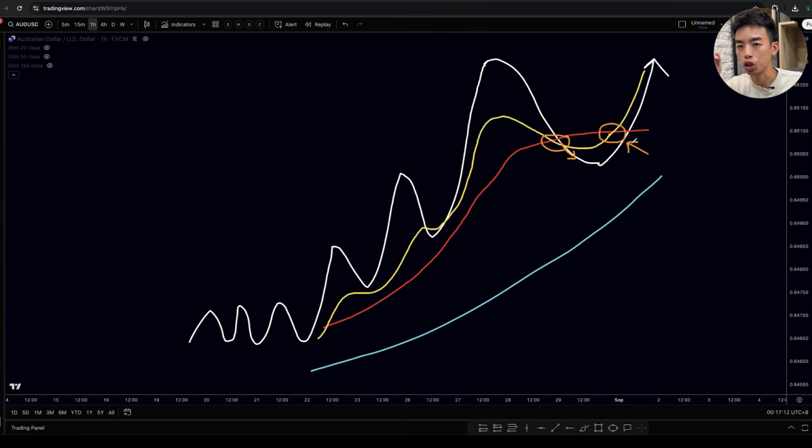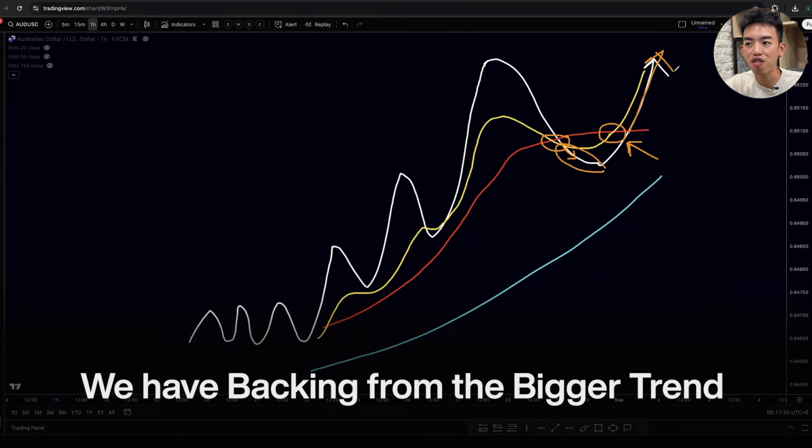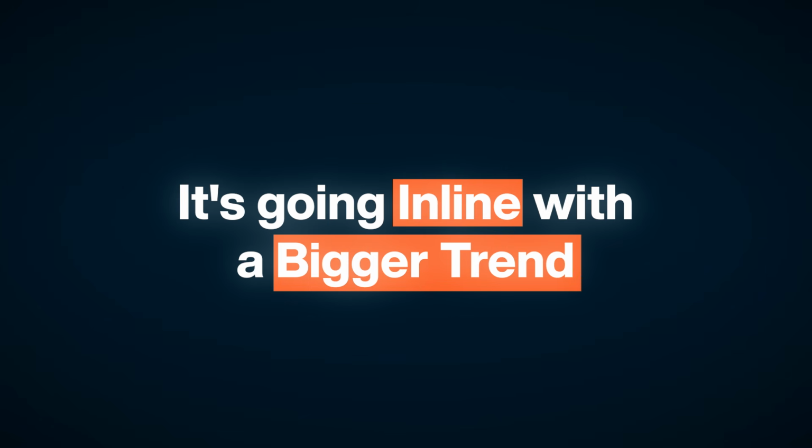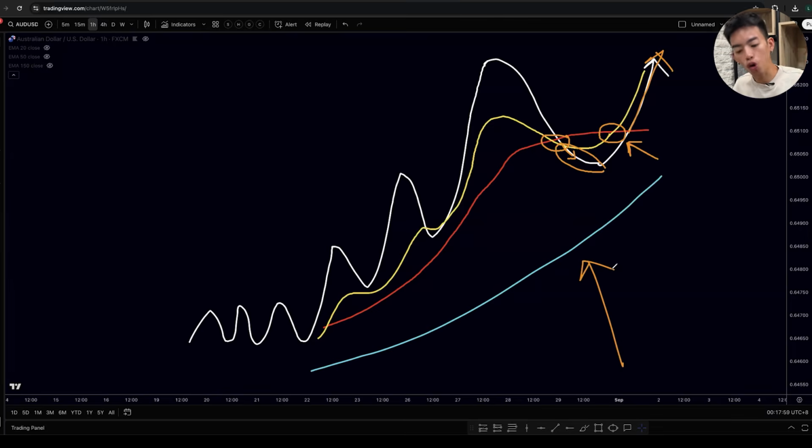When the moving averages cross over, it indicates a short-term change of trend. At this first area right here, it's telling us in the short term, things are going down. And in this area, in the short term, things are going up. However, we know that this area could go up a lot further. And why is that the case? Because in this case, we have backing from the bigger trend. If you're following a trend, always make sure that when you're trading a crossover, it's going in line with a bigger trend. That's the most important rule when it comes to trading crossover strategy.